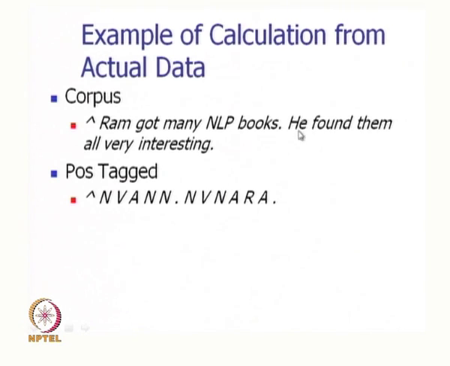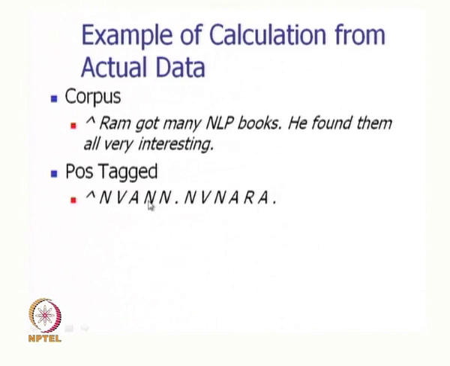He is a pronoun, but for simplicity we look upon this as a noun. So, N. Found is a verb, so V. Them is a pronoun, we put this as noun. All is an adjective, so A. Very is an adverb, so R, and interesting is again an adjective, so A. So, this whole sequence is tagged as hat N V A N N dot N V N A R A and then dot. Okay.